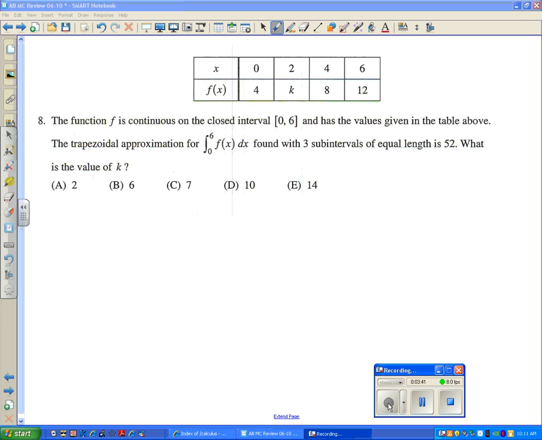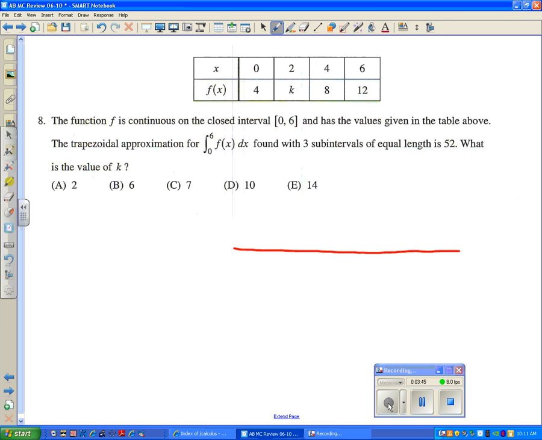This is talking about trapezoidal approximation, and we've got x values along the x-axis at 0, 2, 4, and 6. We have some heights given, 4. The second one is given as k. We don't know what it is. The third one is 8, and the last one is 12.